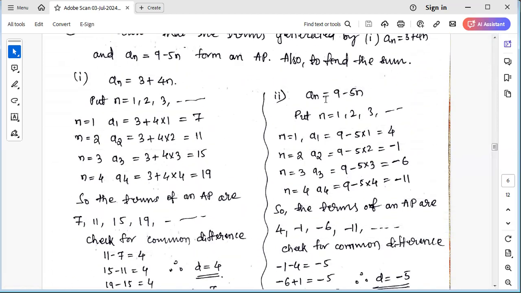Take another one: a_n = 9 minus 5n. Here also you put n = 1, 2, 3. So n = 1, it is A1. It is 9 minus 5n. So 5 into 1 is 5, 9 minus 5 is 4. Put n = 2, A2 is 9 minus 5 into 2. 5 into 2 is 10, 9 minus 10 is minus 1.